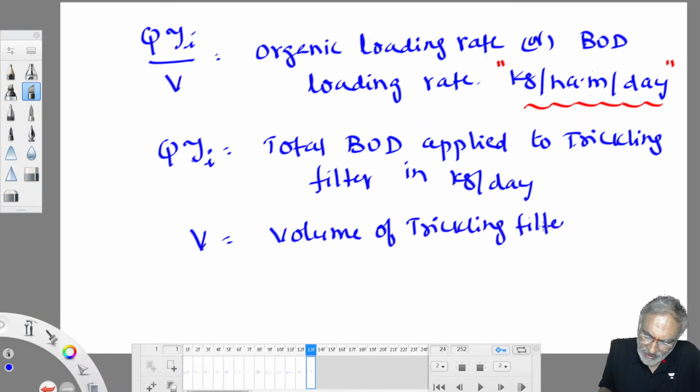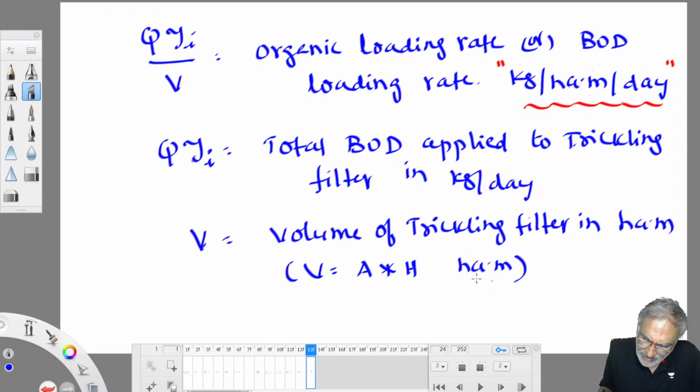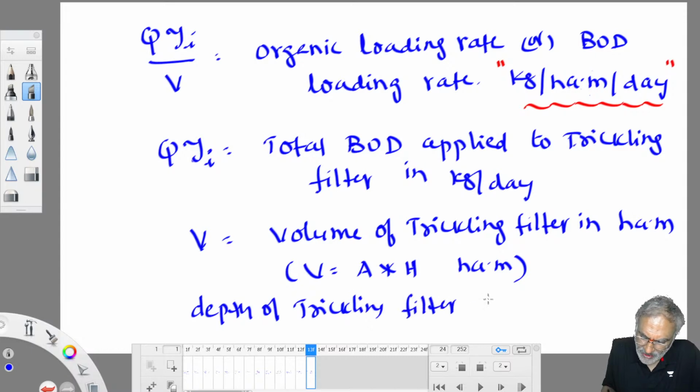Volume of trickling filter in hectometer. Hectometer is the unit for area into depth. Area is expressed in hectares, depth is expressed in meters. Then you will get volume. Area into depth is equal to volume. Area is the cross-section area of trickling filter. Normally the depth of trickling filter we provide is anywhere between 0.9 meters to 2.5 meters, the best value being 1.8 meters.